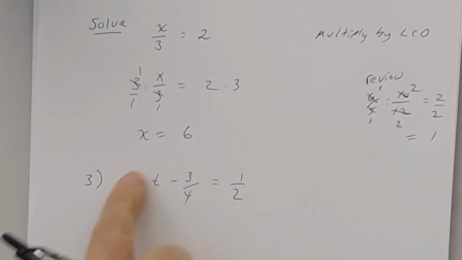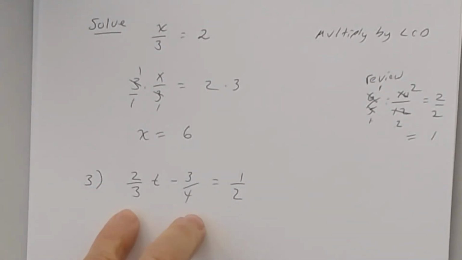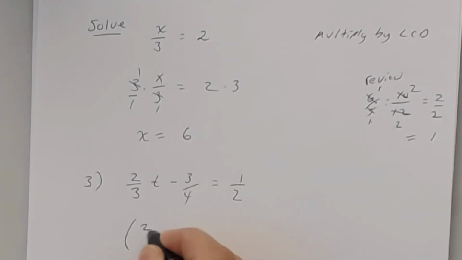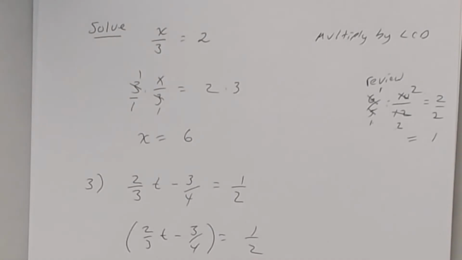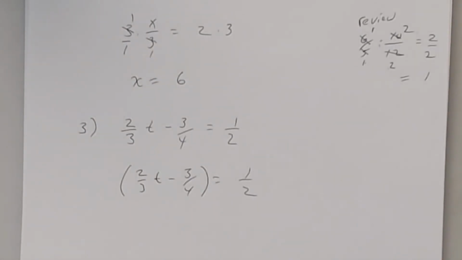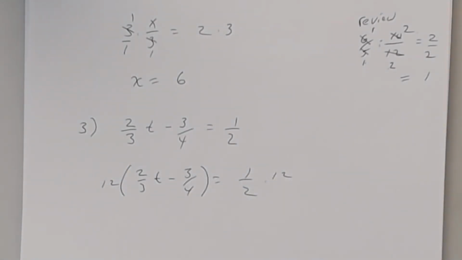How many terms do you see on this side? 2. So since there's more than one term, I'll put that in parentheses. You have to put that in parentheses. So you're going to say this: (2/3 t minus 3/4) equals 1/2. All I did at this point was put that in parentheses because this would be important. I didn't put the other one in parentheses because how many terms did you see here? Just 1. Now let's multiply both sides by 12. So you say times 12, times 12, just like that. Okay?